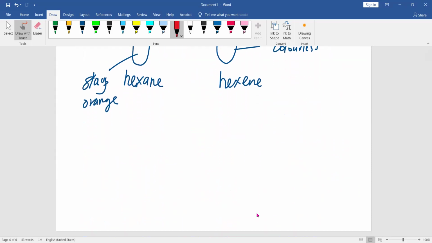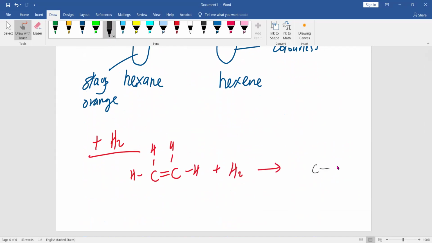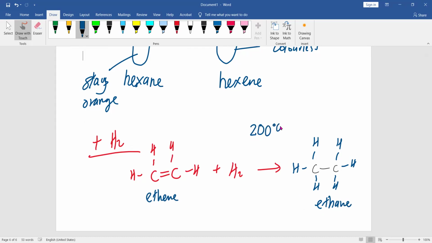All right, so addition of hydrogen. You take ethene, you add hydrogen. What do I get? The double bond opens up and becomes single. Ethane, very good. So ethene becomes ethane. The conditions are 200 degrees Celsius and the catalyst is nickel.